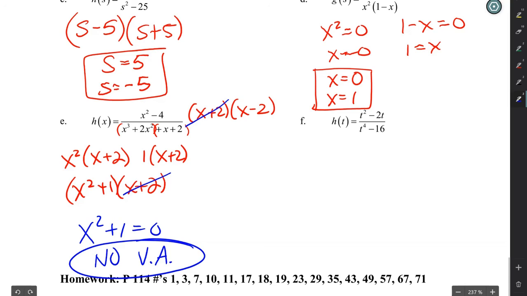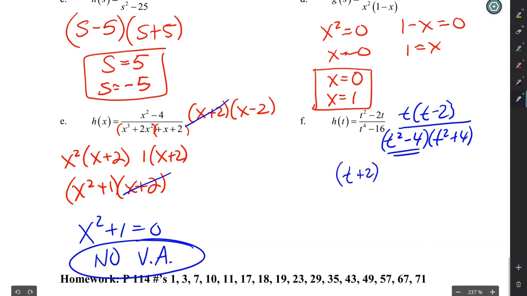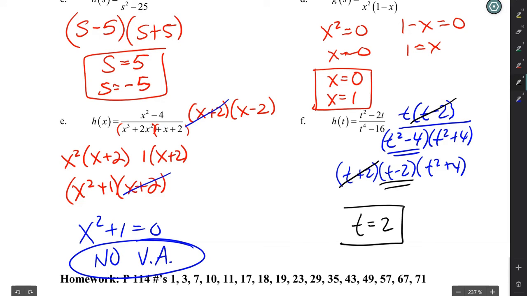For F, we're also going to factor, so I would have t times t minus 2. The bottom is t to the 4th minus 16, which is a difference of 2 squares. So it would start off as t squared minus 4 times t squared plus 4. T squared minus 4 is going to break down again into t plus 2 times t minus 2 times t squared plus 4. Canceling the t plus 2's, I will have a vertical asymptote left at t equals 2.